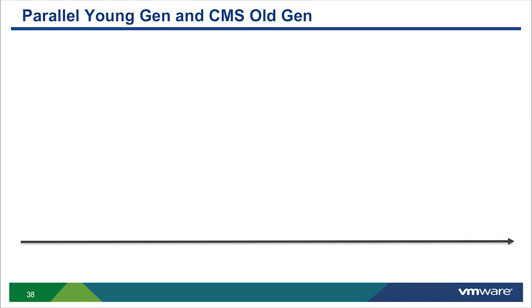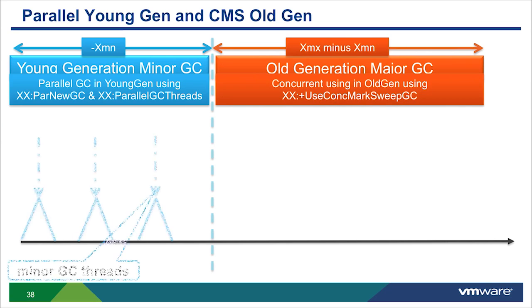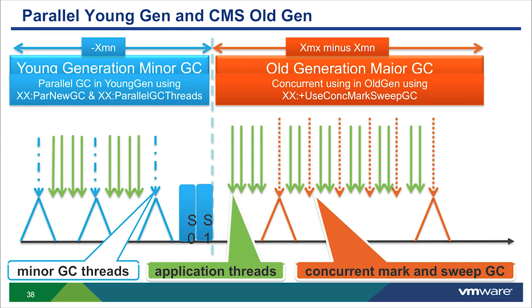So one of the unique ways of getting good latency and good throughput along that blue line, a good medium between enough throughput and good response time, is using this combination: ParNew GC in the young generation and CMS in the old generation. What we're trying to do here is fit as much as possible these green threads, application threads, in between all of the GC activity, right? And then survivor spaces, obviously. We'll talk about survivor spaces a little bit later.